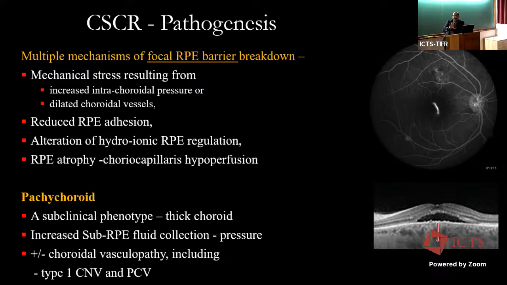A thick choroid. I said that our retina sits on a choroid. Some people genetically have thickened choroids, and therefore the choroidal vascular pressure is more, and these people are typically more prone to this condition.